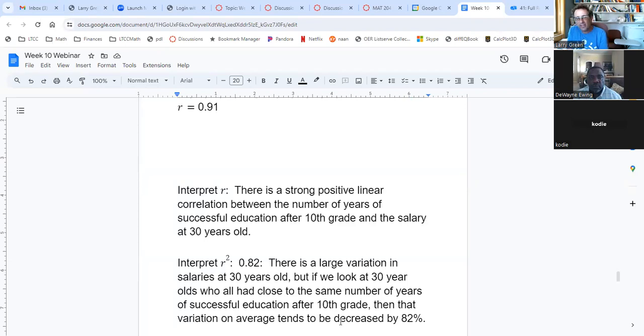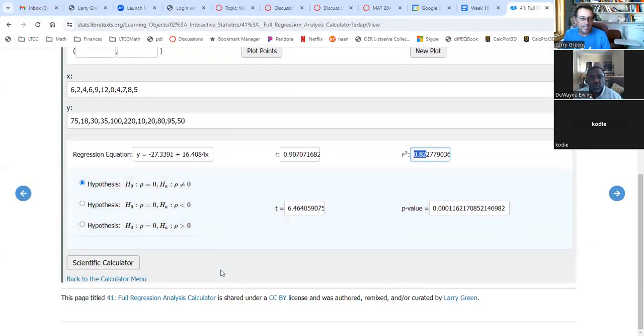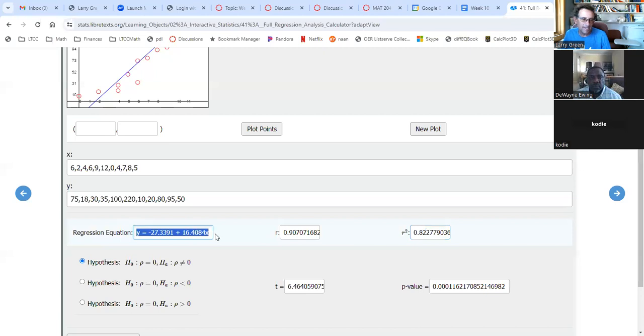Okay, it's very important you understand this. These are hard to say, hard to write. You'll notice there's a lot of writing. There's no way to make an interpretation with just a couple words. It's going to be a lot of writing, so get used to it. And if you look at some of the ones I've done and you practice, then hopefully you can get good at it too. Notice the equation of the regression line is right here. Y equals about negative 27.3 plus 16.4x.